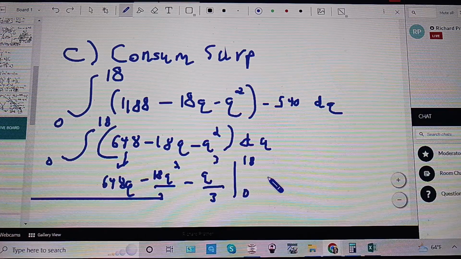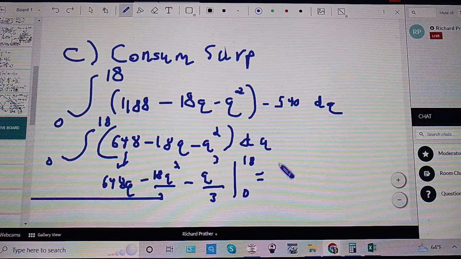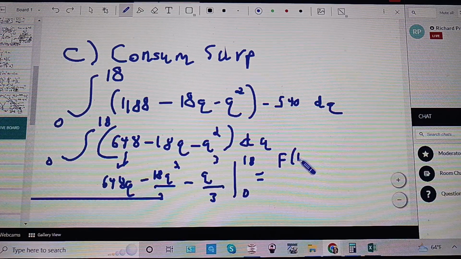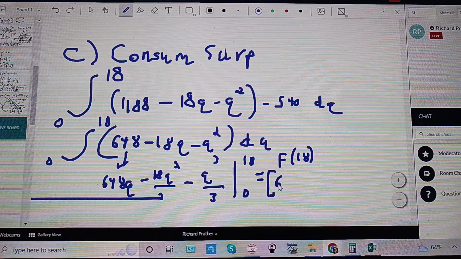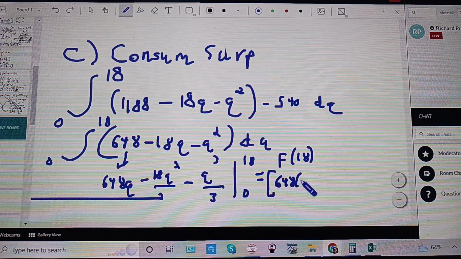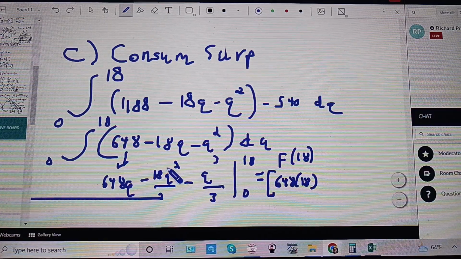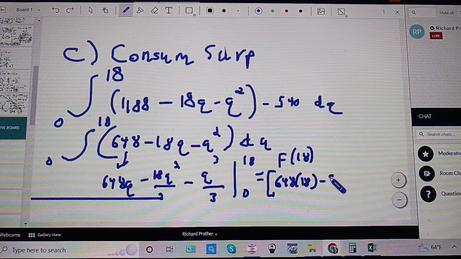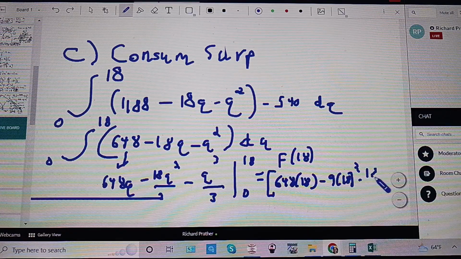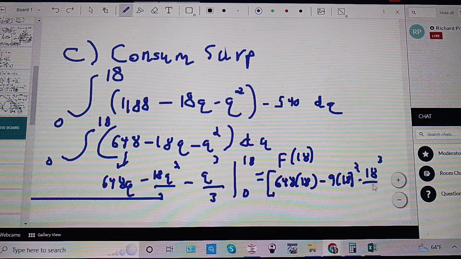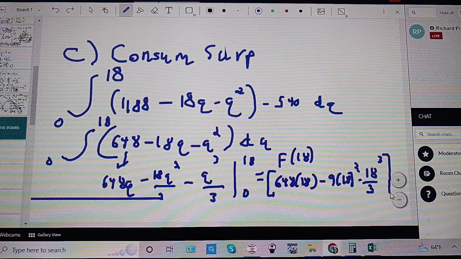Luckily, big F of 0 is going to be all zeros. So this will turn out to be the same thing as whatever big F of 18 is. So I'm going to plug in 648 times 18. 18 divided by 2 is 9. I can go ahead and make that 9 times 18 squared. And then minus 18 cubed over 3. That's big F of 18.